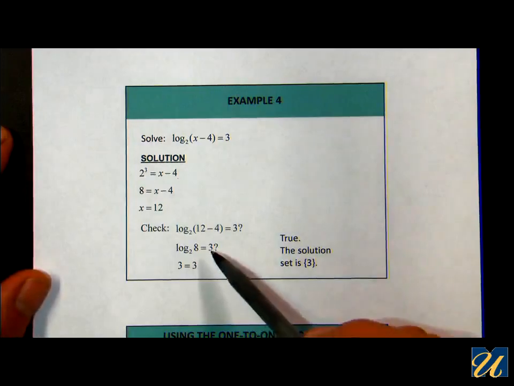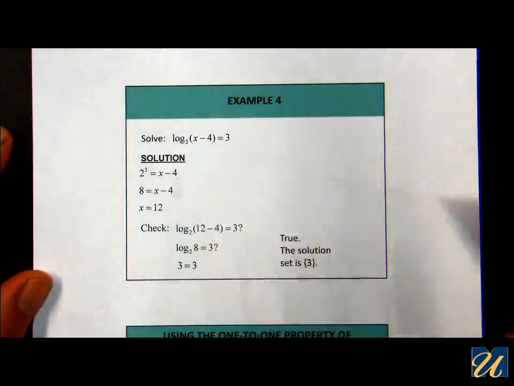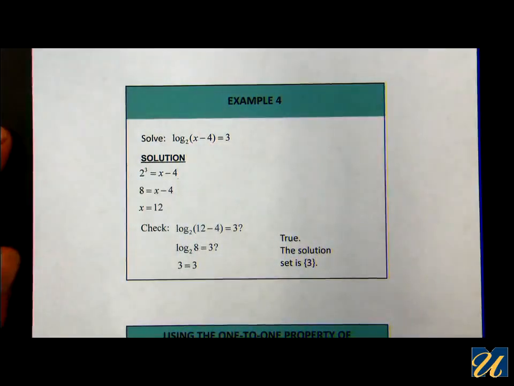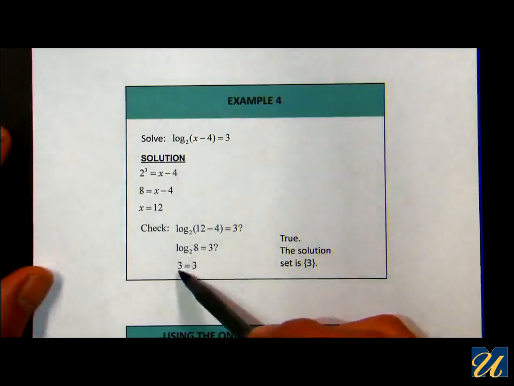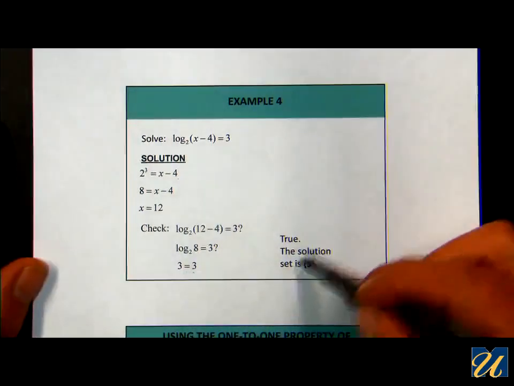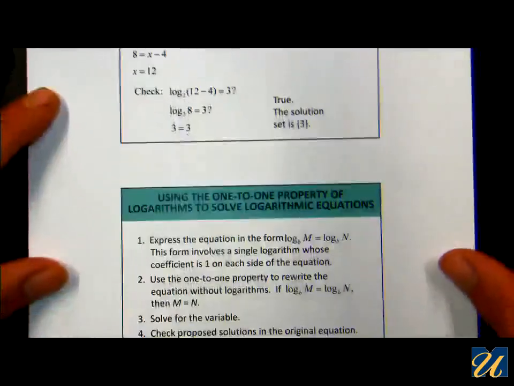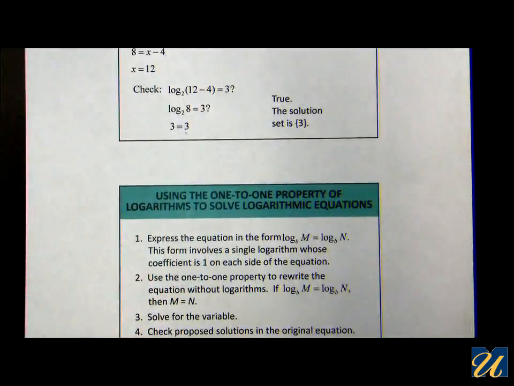Okay, so we say x is 12. 12 minus 4. Okay, that's 8. That's positive. That's good. In other words, it doesn't violate any domain issues there. Not only that, log base 2 of 8 is exactly 3, and 3 is exactly the result we're supposed to have. So we know for certain that this is the solution set. Okay. Here's another property, different method of how to solve logarithmic equations.